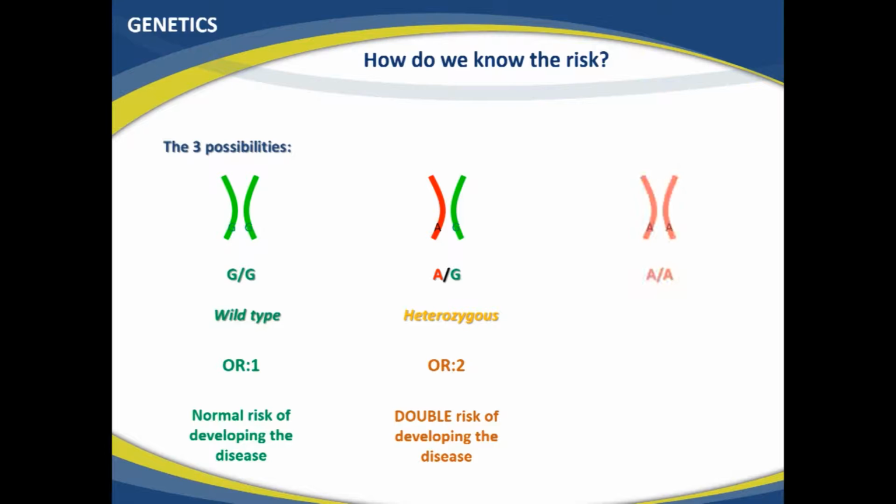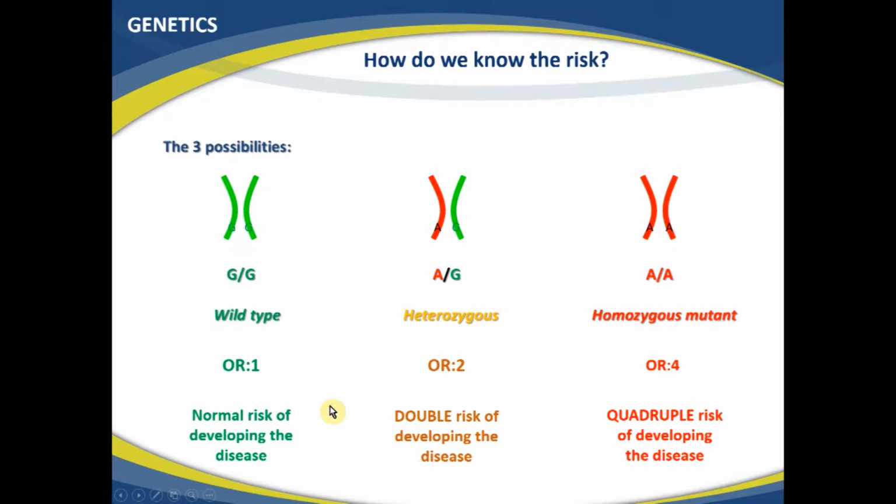And then if we say it's 2 mutations, it's homozygous mutant, then you have an odds ratio of 4. So it's a 4-fold risk, or quadruple risk. So the odds ratio is really a relative risk of how likely it is that you develop a disease. A person with 2 A's will have a 4 times higher risk of developing the disease than with the GG.